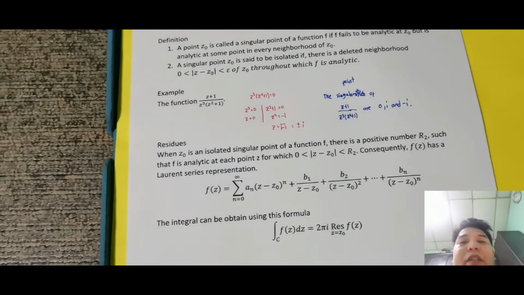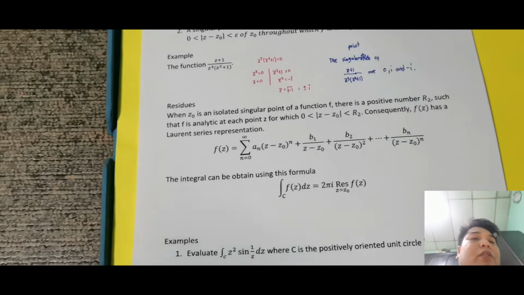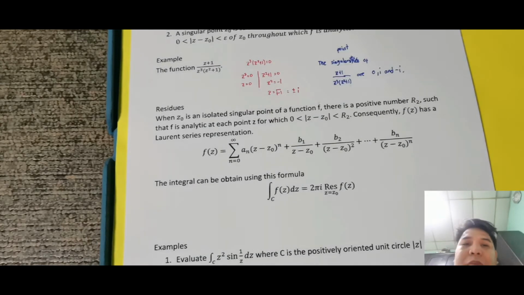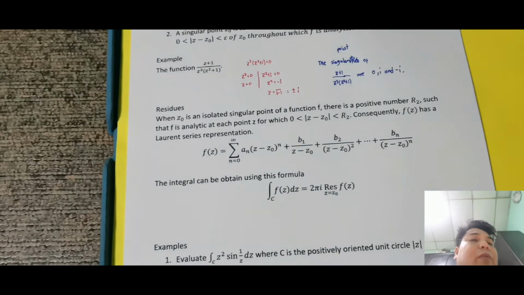So anong sabi? The integral can be obtained using this formula. So ang sabi, that is the integral f of z dz along the contour C. So instead of kunin natin yung integral niya along the contour C, although may mga method tayo para i-solve yun, what if ganito na lang gawin natin? Siya ay solvable using 2 pi i times the residue of f of z for z is equal to z naught, wherein z naught is the singular point ng ating function.